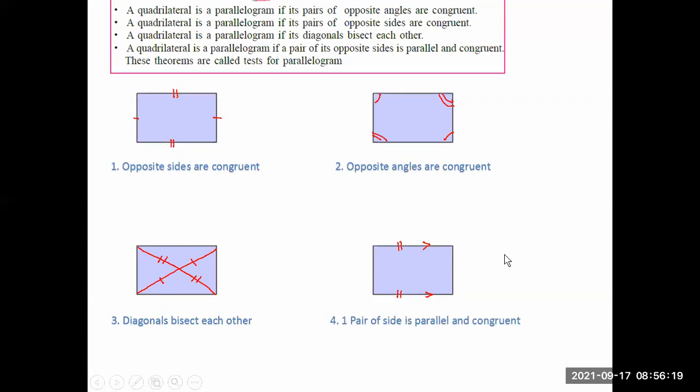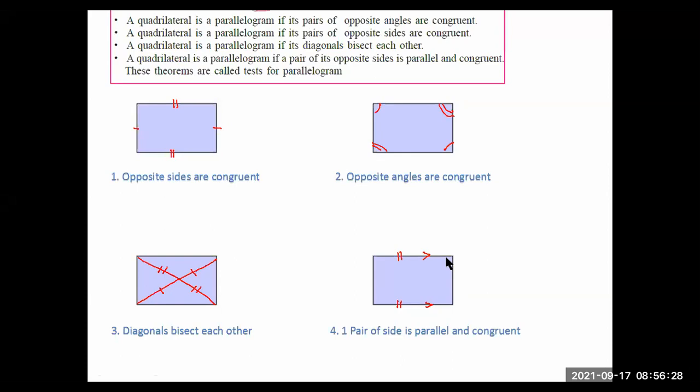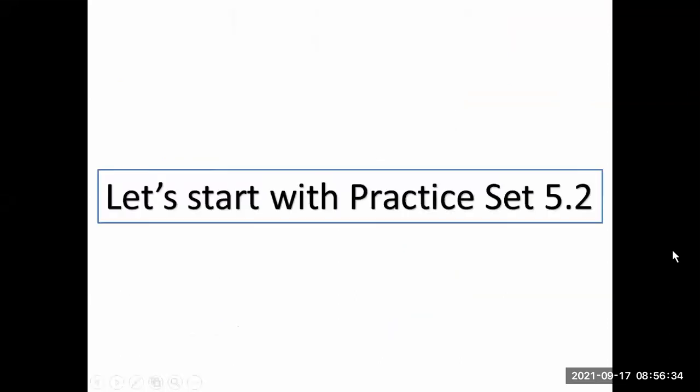So again, using the images is very helpful. Using the images, you can think of the property that you would use to prove the quadrilateral is a parallelogram. This page is very important. With that, we will start with practice set 5.2.